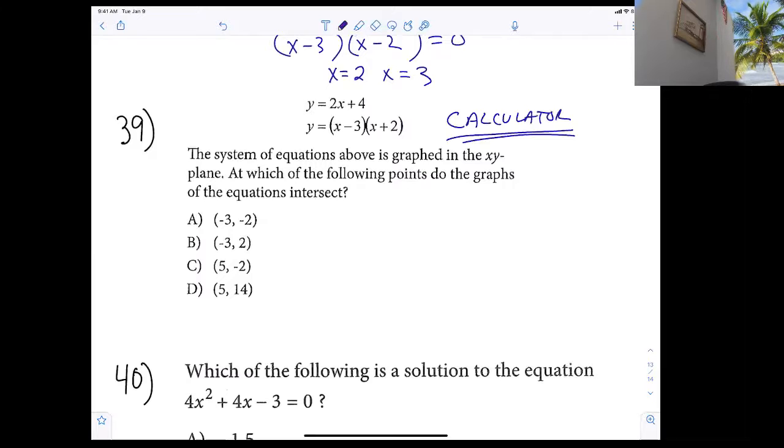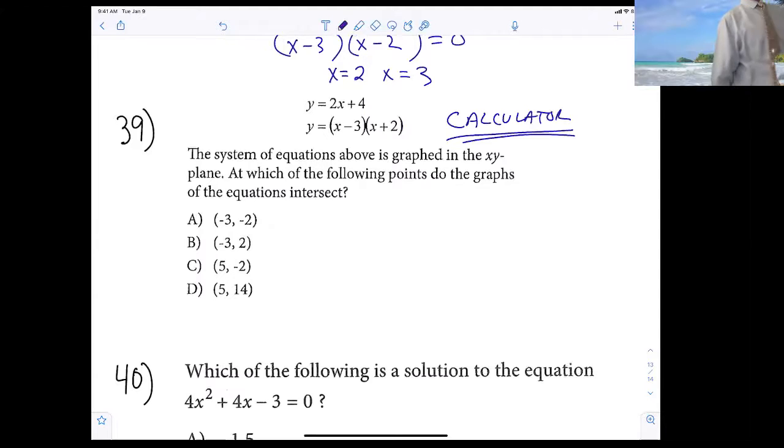Now move your cursor to the other point. So just hold the right arrow down. This one. And it's moving the cursor closer to the point of intersection. Now hit enter, enter, enter, once you get closer to the point of intersection.